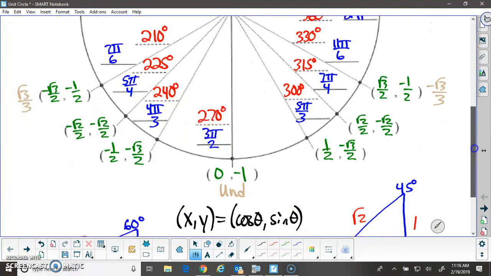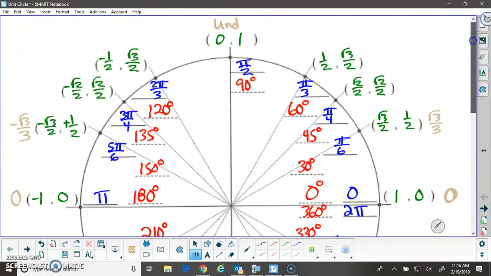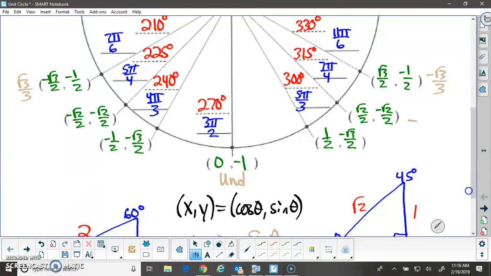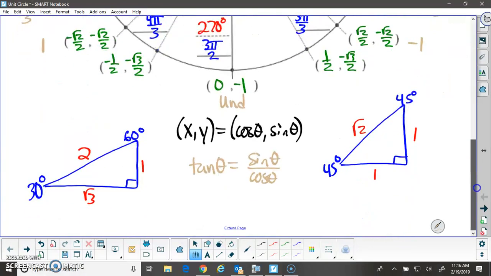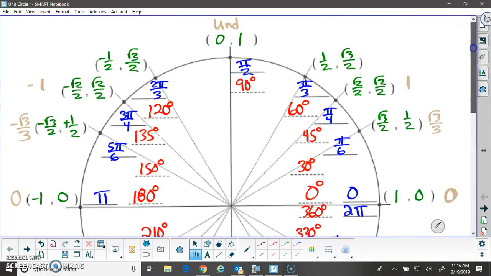And at 45, our tangent value is equal to 1 over 1. Negative 1 in the second quadrant. Negative 1 in the fourth. Positive 1 in the third. Then if we go to 60 degrees, tangent's opposite over adjacent, so that would be square root of 3 over 1.